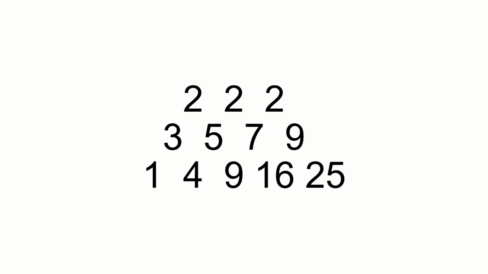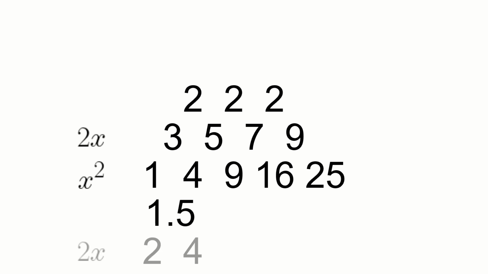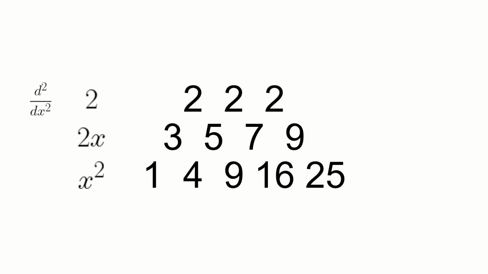Now, if we take the first row as x squared, we can actually identify the next two rows as each of the next derivatives. The row above is 2x, just if the indices were shifted by 1/2, going halfway between 1 and 2. The last row is just a constant 2, which matches the second derivative of x squared.